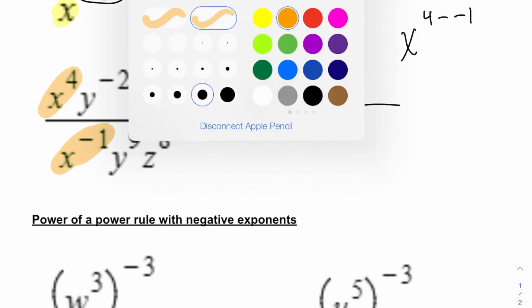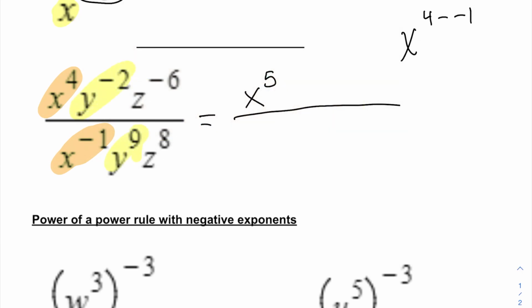Let's move on to the y values. Change up the color here. Y values. We will have negative 2 minus 9. Negative 2 minus 9 is y to the negative 7th. And you can type that in on a calculator to check my work there. But it should be y to the negative 7th. Last one. Z to the negative 6th minus 8. Well, negative 6 minus 8 is negative 14.